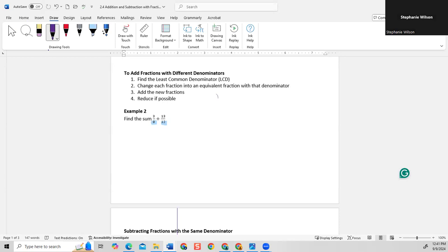So I know 12 gives me multiples of 12, 24, 36, 48, and so on. 8 gives me multiples of 8, 16, 24. Oh, I could stop there. Look, they both go into 24. So my least common denominator here is 24. What I need to do is figure out how many times each one goes into it. So if I rewrite this, and you do not have to do this, but it just seems to be really helpful.